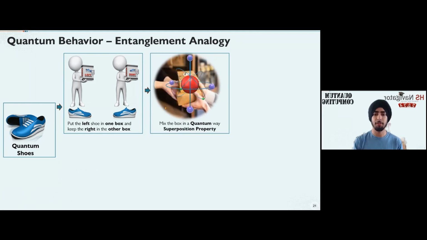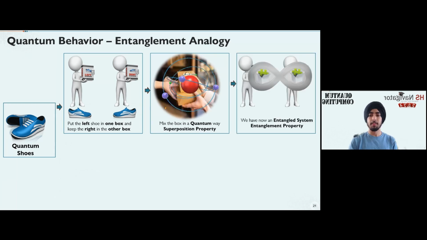And then let's say you shuffle these boxes up. Some friend shuffles the boxes up, and you have no idea how they shuffled it, which shoes are in which box, completely unmarked. And you have just now two shoes, a left shoe and a right shoe, in completely randomized boxes. So now you have an entangled system.